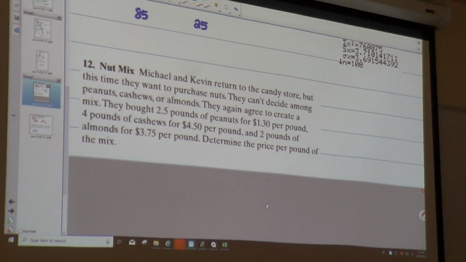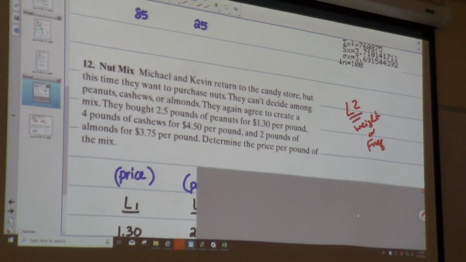We have two sets of data. I need to know which number is going to go in L1 and which number is going to go in L2, and why. I have money and I have pounds. Pounds is your frequency, pounds is your weight. Your second number, your L2, is always going to be your weight or your frequency.